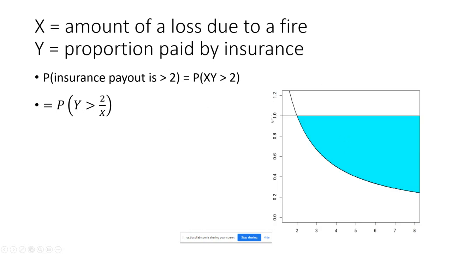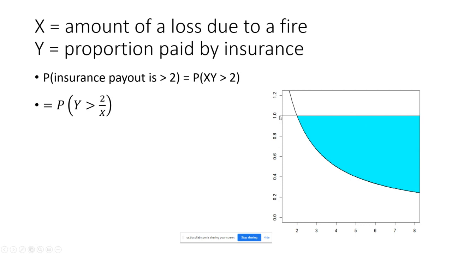That looks like this. So here's a height of 1 for y, and x on the x-axis. This is labeled from 2 to 8, but really x doesn't have an upper bound because it has an exponential distribution. It could be anything between 0 and infinity. So this solid black curve is y equals 2 over x.